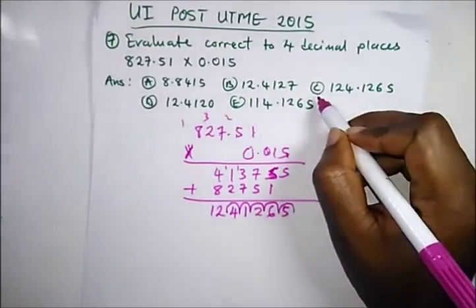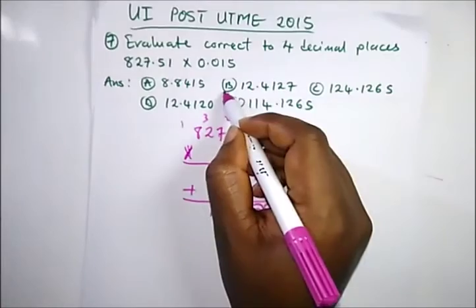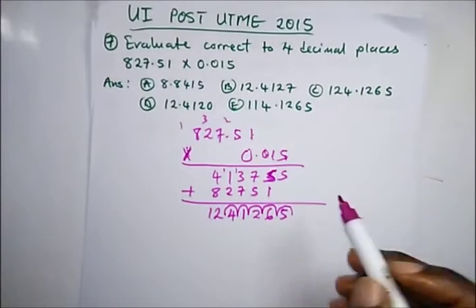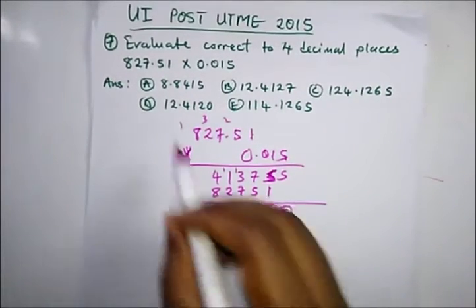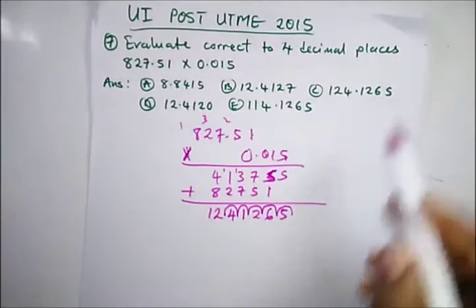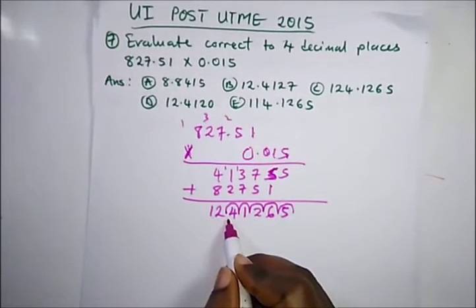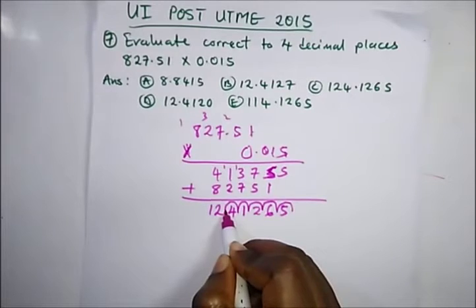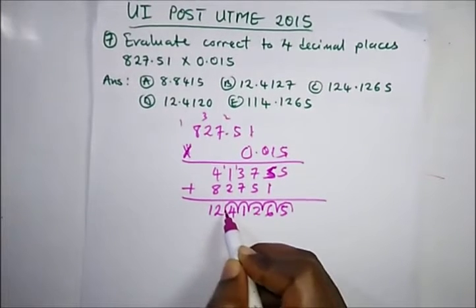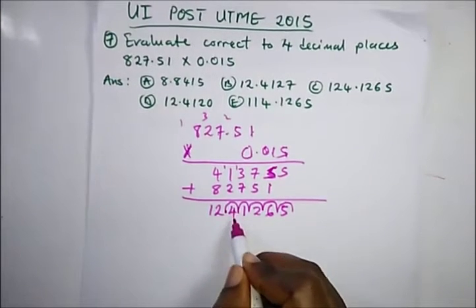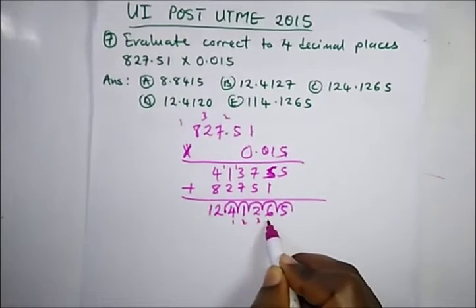12.41265, and that's option a correct option here. And we're also told to correct to 4 decimal places. So in correcting to 4 decimal places, what do we do? After the decimal point, we would count the 4 numbers. That's 1, 2, 3, 4.